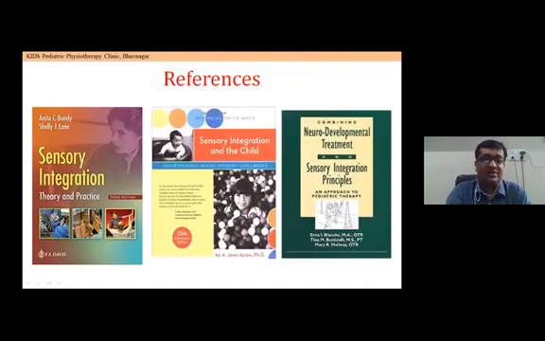Thank you very much. These are the reference books I have used for my presentation: Sensory Integration, third edition, by Anita Bundy and Shelley Lane; Sensory Integration and the Child by Jean Ayres; and Neurodevelopmental Treatment and Sensory Integration Combination by Anna Blanche and T. Thank you very much.